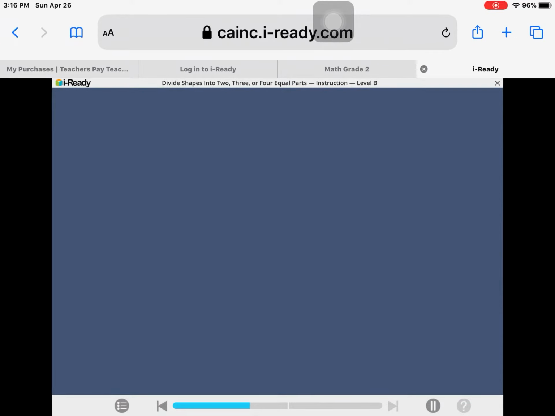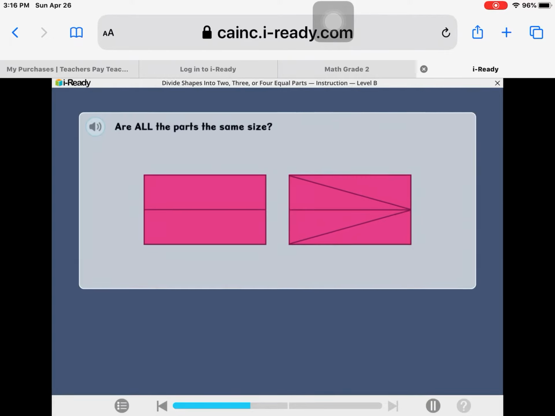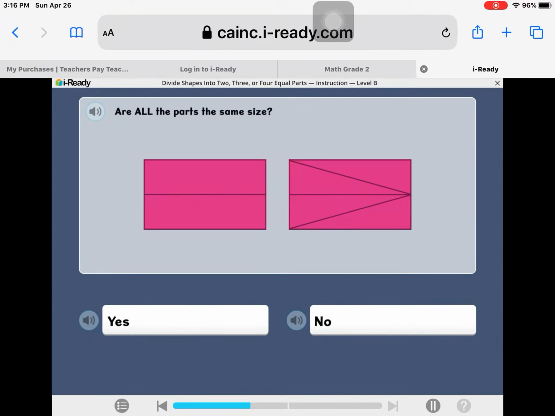Let's look at two same-sized rectangles that are divided into equal parts. Are all the parts the same size? Indeed! Let's take a closer look. One rectangle has two equal parts, and the other has four equal parts. When a shape has more parts, the parts are smaller.